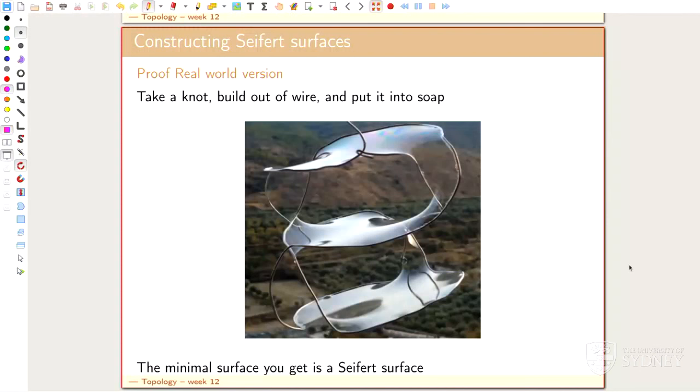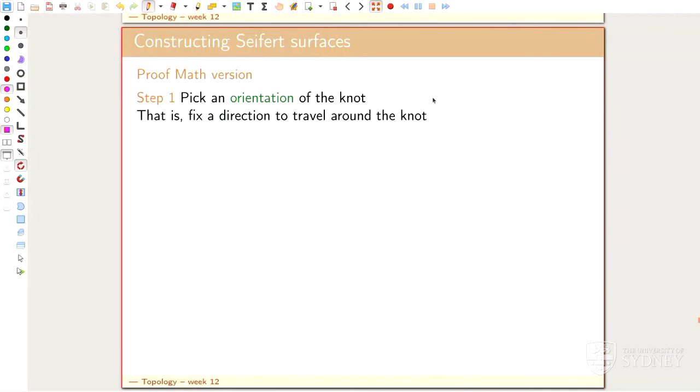It's really beautiful. So they come up in different areas because this one is the one with the minimal area, and soap in general will try to minimize its area to avoid too much tension in the surface. So this was my real-world proof, if you want, of the theorem. Okay, and now I'll show you the math proof. The real-world proof is much better, but eventually we need a math proof.